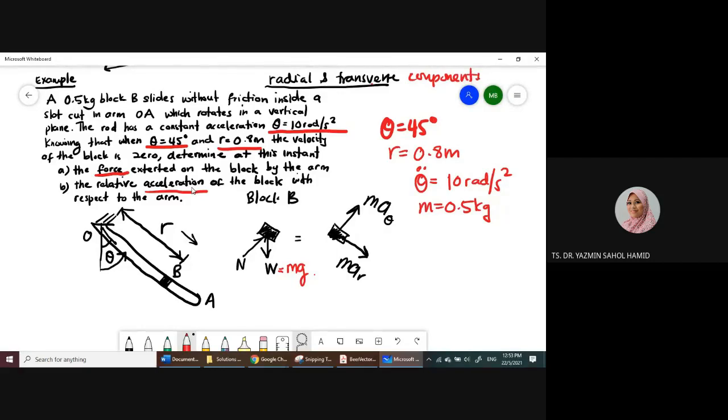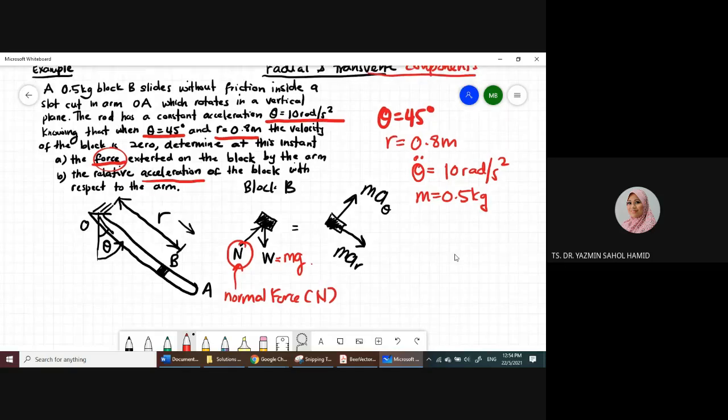So we need to use radial and transverse components to solve this problem. This is our task. Based on this question, what does it want? It wants us to calculate the force exerted on the block. So when it wants the force exerted on the block, it means we have to find the normal force. The answer will be in newtons. So this is what we want to find.